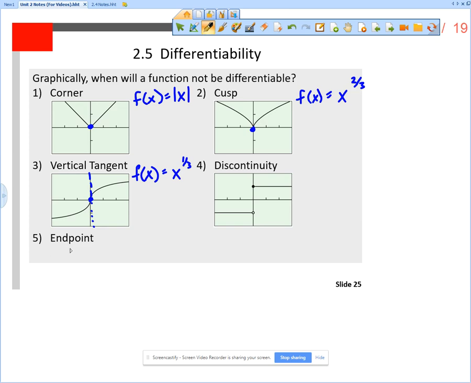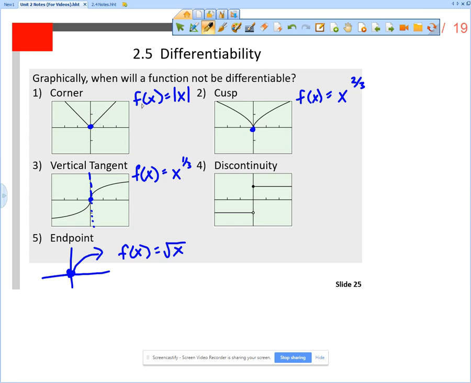And then lastly, number 5, an endpoint. A graph that showed up a couple times in Unit 1 was the square root function. So if I have the square root of x, or x to the 1/2 power, it is undefined at its endpoint. Sorry, the derivative is undefined, meaning it is not differentiable. Okay, so now why are these not differentiable at those points?